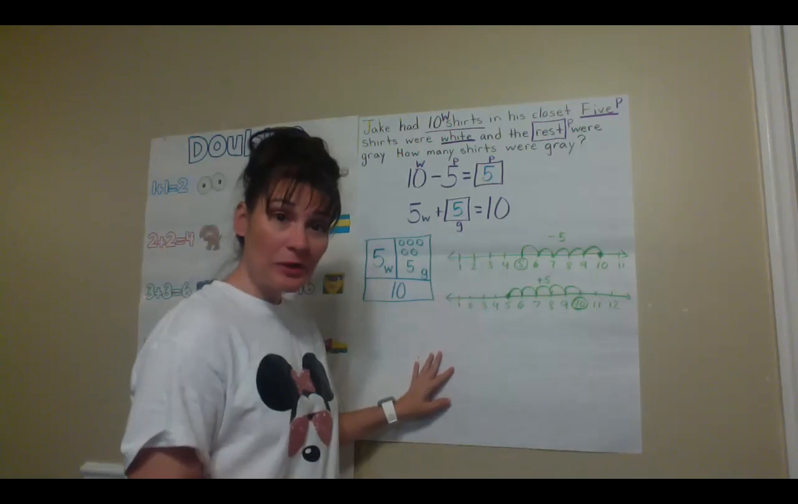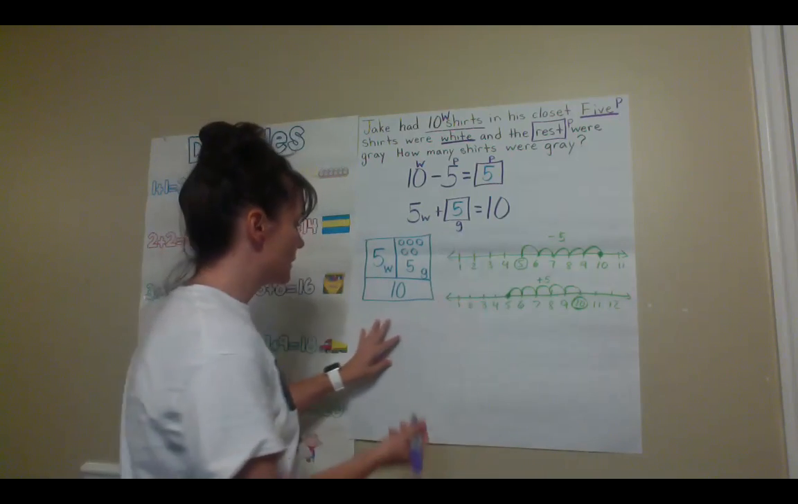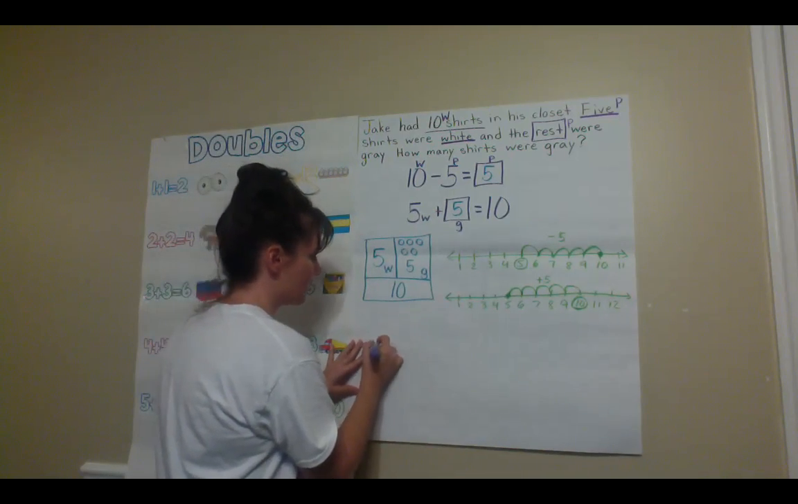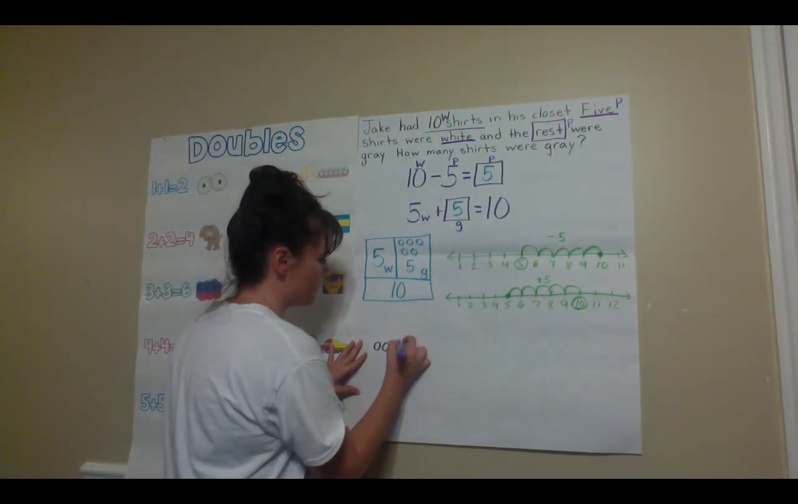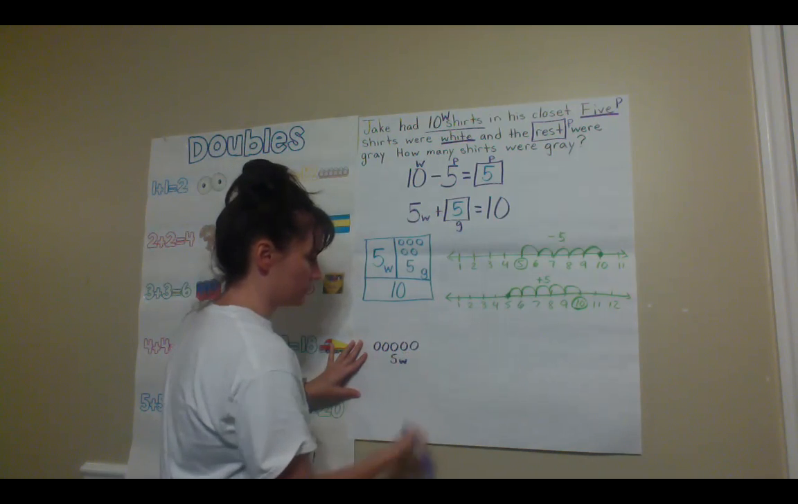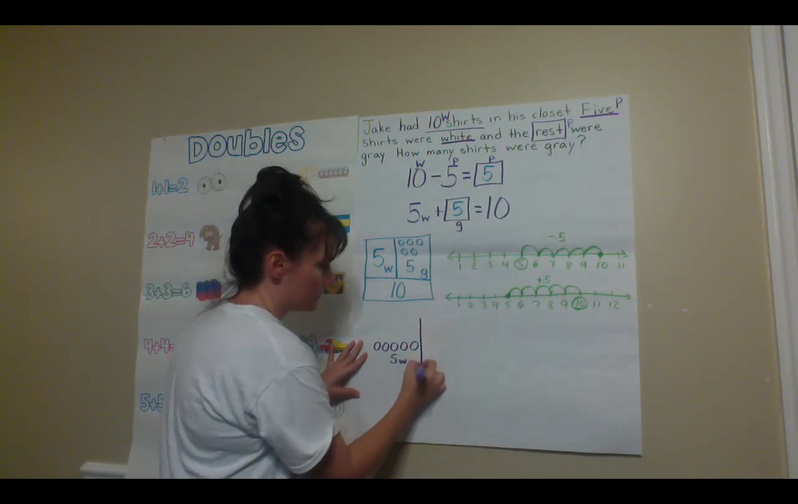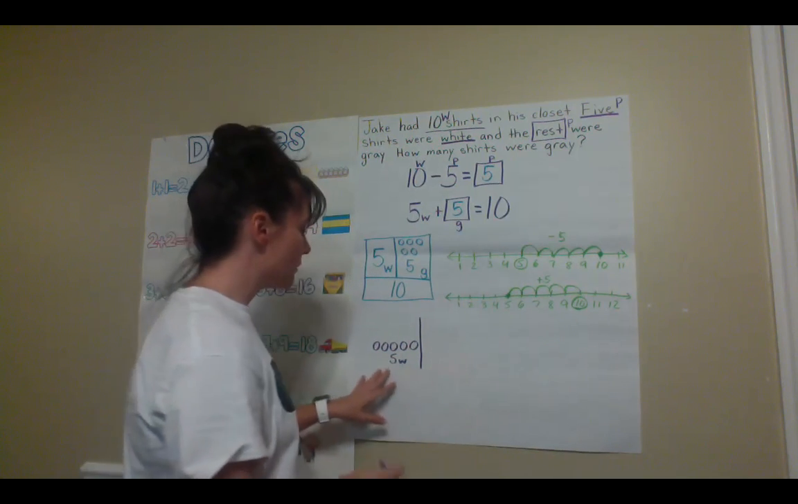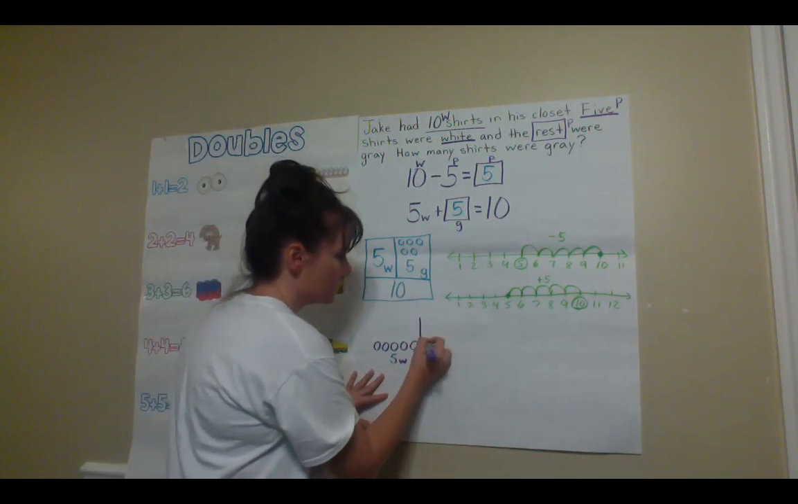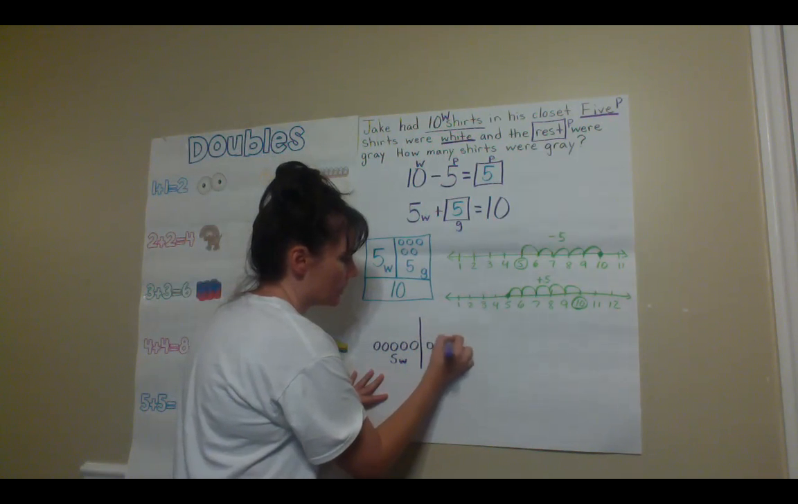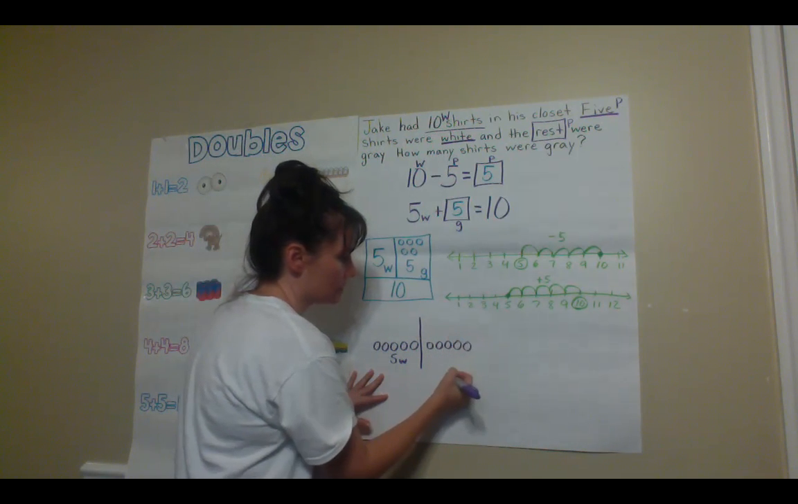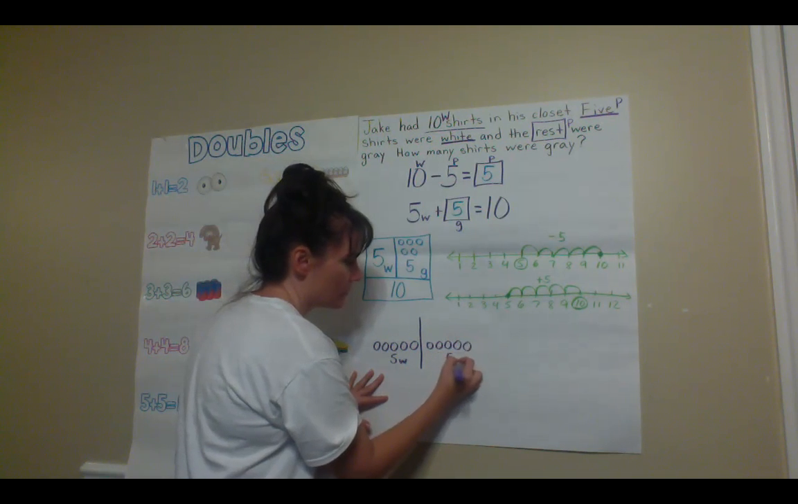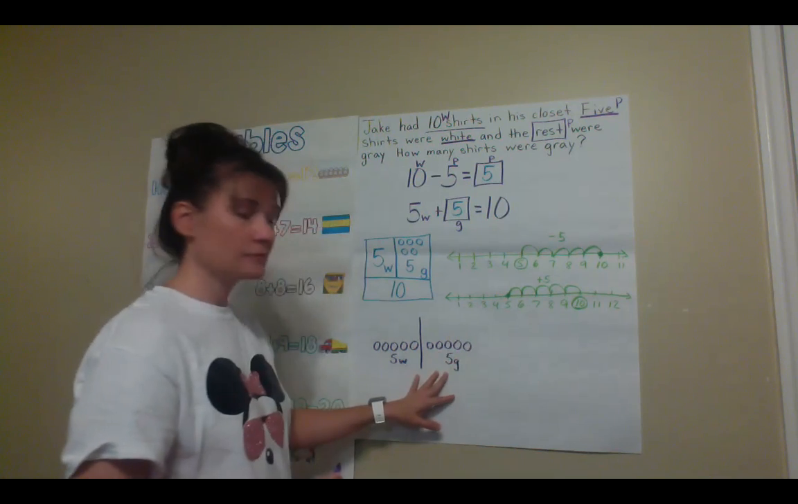Ooh, I saw someone use their counters. I saw someone say there were 5 and those were white. And I knew that they needed to get to 10, so they counted on. 5, 6, 7, 8, 9, 10. 1, 2, 3, 4, 5. So there were 5 that were gray.